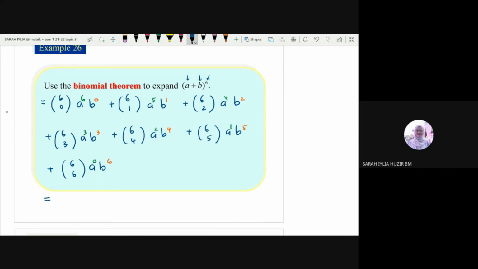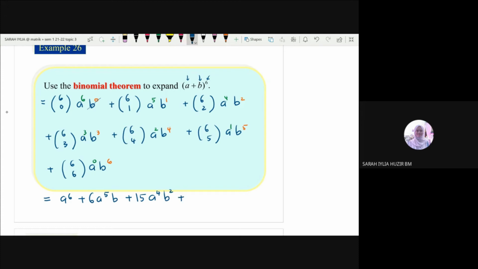Okay, after that just simplify lah. Awak tekan calculator je lah. 6C0 tadi kita dah belajar should be 1. So dia tinggal A to the power of 6. B power 0 habis. Tak ada apa-apa. Okay, next one. 6C1 kita dah nampak juga tadi 6. So 6A to the power of 5B. 6C2 kalau rasa tak boleh nak congak tekanlah calculator. Should be here 15. A to the power of 4, B squared.